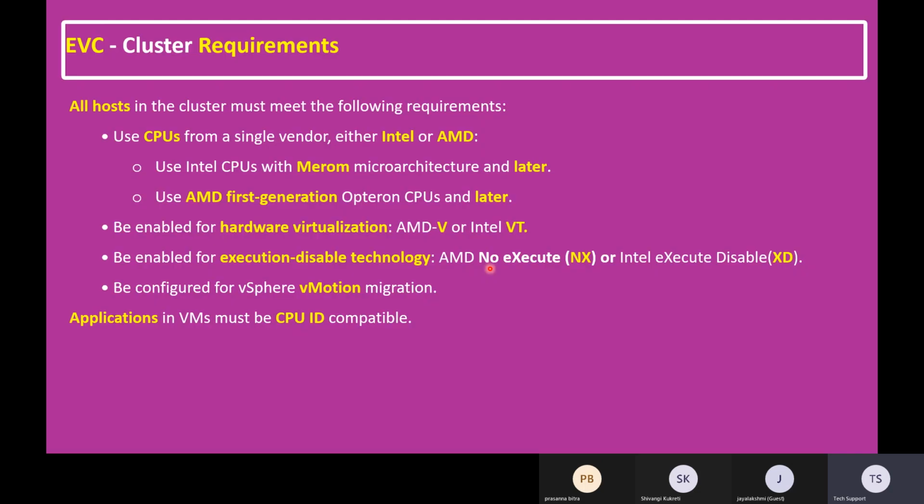That is what they are highlighting here: be enabled for execute disable technology. That means whatever additional features there are, it will disable them and enable only the equivalent matching features. Also, be configured for vSphere vMotion migration. So when we enable EVC, we should also meet all the vSphere vMotion requirements, and applications in the virtual machine must be CPUID compatible. CPUID means every CPU has a unique ID, and that ID should be compatible. This is about vMotion, how vMotion works, and the vMotion advanced feature, Enhanced vMotion Compatibility. Now we are going to talk about Storage vMotion.